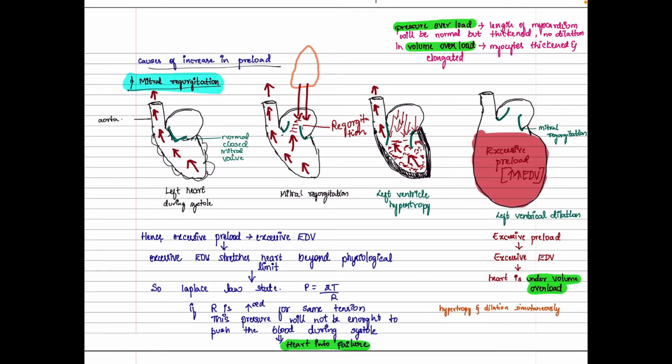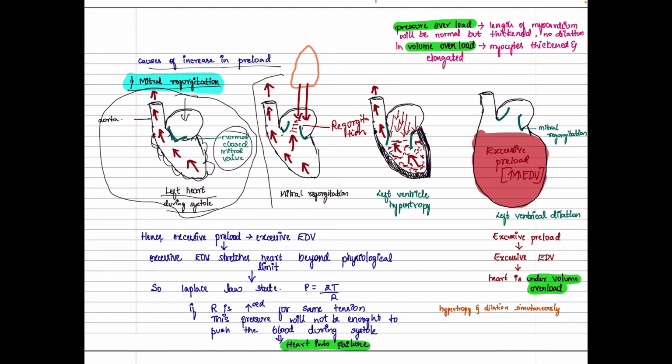Now let's see some of the causes for increase in preload. There are some causes like mitral regurgitation, tricuspid valve regurgitation, and aortic regurgitation. Mitral regurgitation is most common. Here, this is the normal left heart: during diastole the mitral valve is open and it receives blood from the lungs, and during systole it contracts and pushes the blood through the aorta to the body.